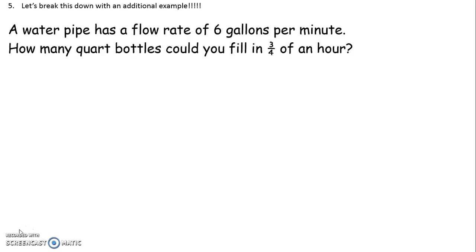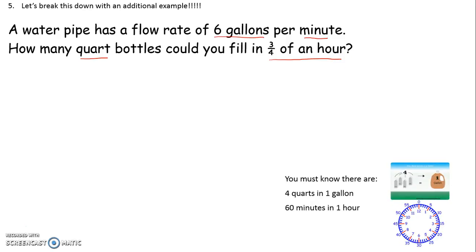A water pipe has a flow rate of 6 gallons per minute. How many quart bottles could you fill in 3/4 of an hour? Okay, so first of all, we're dealing with gallons per minute, but they want to know how many quart bottles we could fill. And they're discussing here per minute, and then here 3/4 of an hour. So we need to change our units up.